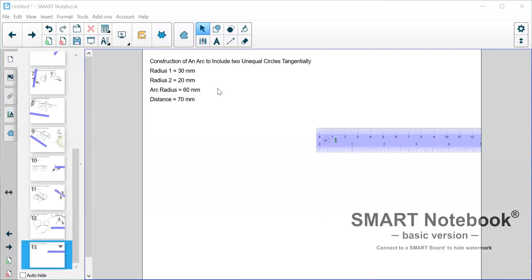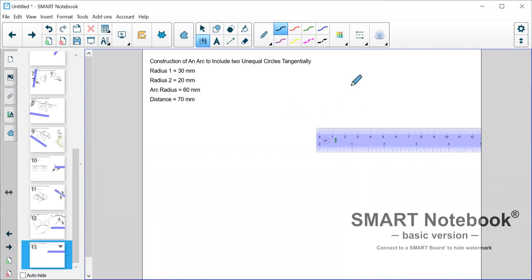Hello students. In this video, I will take you through the steps in how you construct an arc to include two unequal circles tangentially. The previous video was based on the construction of an arc to exclude two unequal circles, and I went through the concept of that and what it means. This here is just the opposite. In the previous one, the arc excluded the two circles.